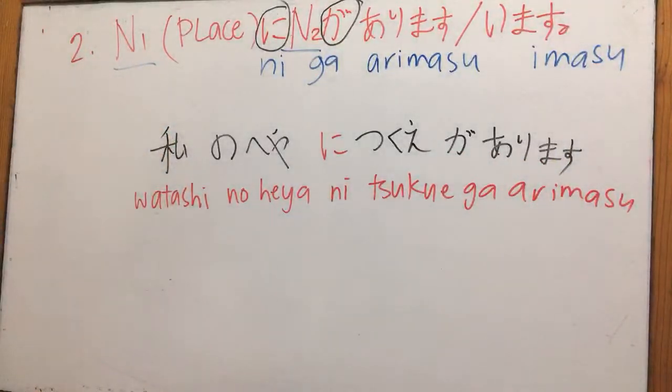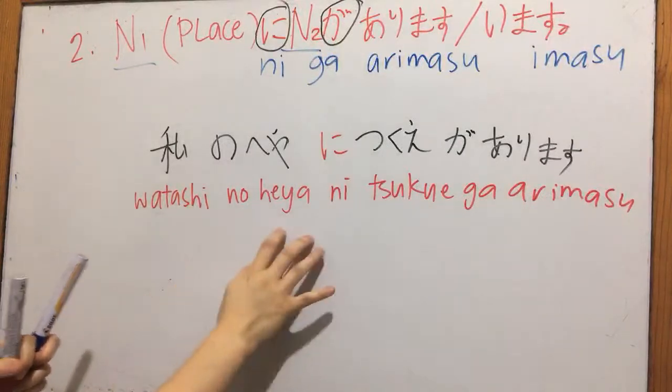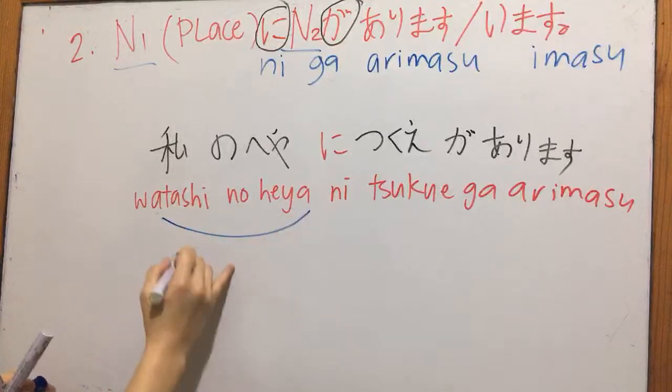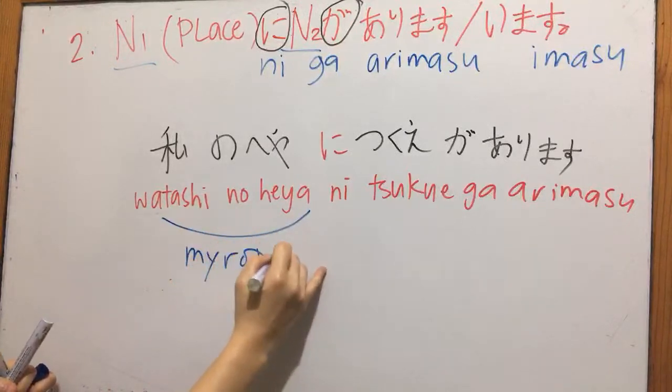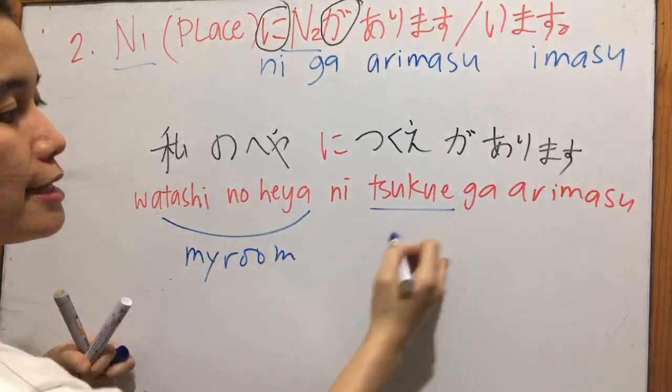Okay, watashi no heya ni tsukue ga arimasu. There is a desk in my room. So, this is my room. Okay. Yan, this is my room. This tsukue is desk.